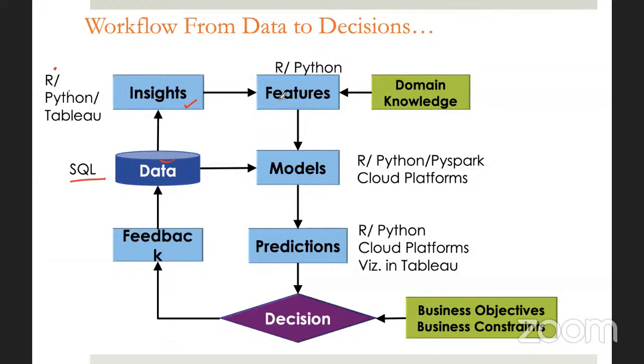Then the features would be generated based on data mining techniques and also based on domain knowledge. Again, here we can use R or Python to implement the data mining techniques. Then we go for model building, then prediction. This can be done using these tools, Python, PySpark, or cloud platforms. Finally, we get the predictions. And if you see the common tools here, it is R or Python. Mostly Python is the preferable language for implementing a data science project.